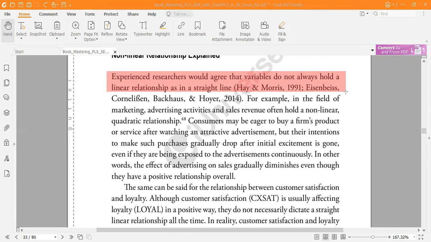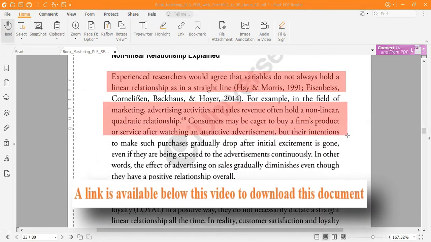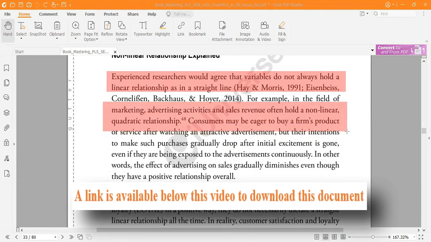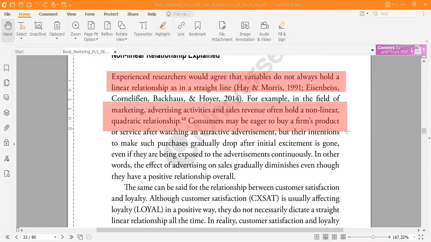What to do? Especially if you are working in the field of marketing, advertising and some of the other fields, sometimes you may have to encounter a non-linear quadratic relationship. When you talk about non-linear, quadratic is one type. In the non-linear, different types of relationships may be there, and the quadratic relationship is one of them.